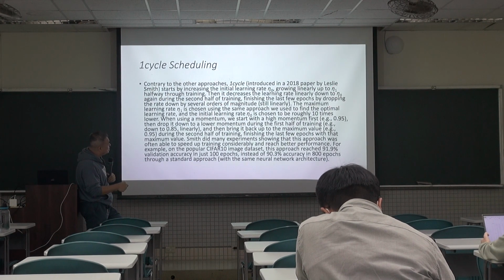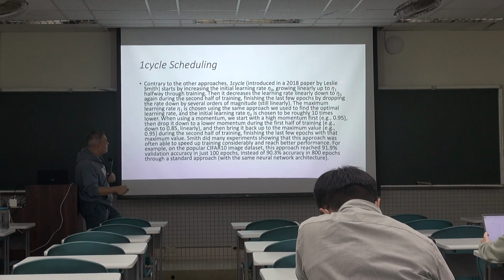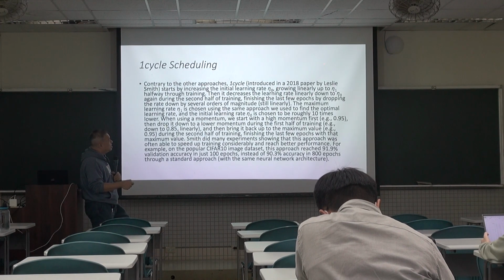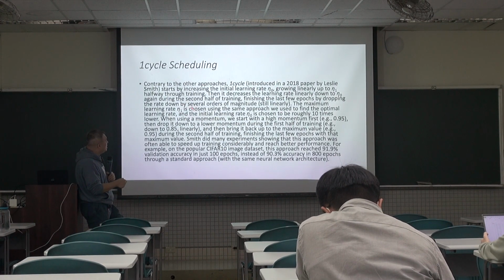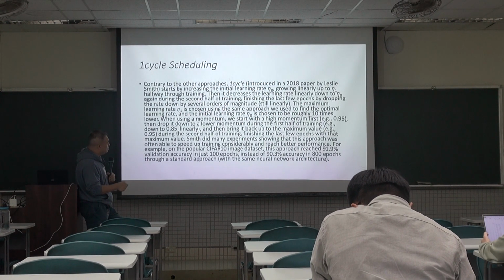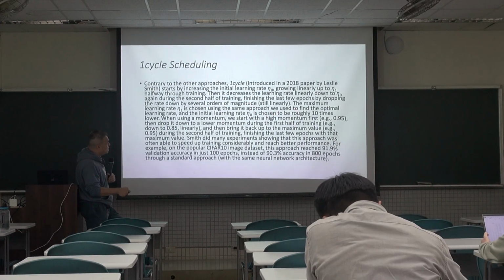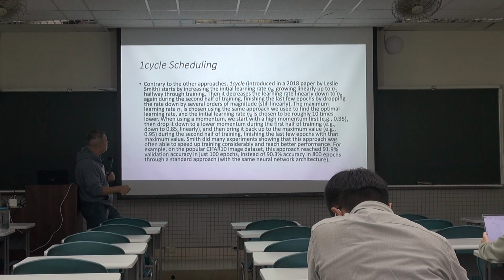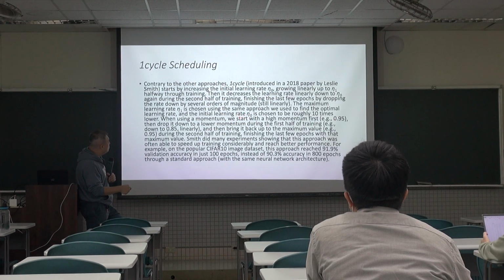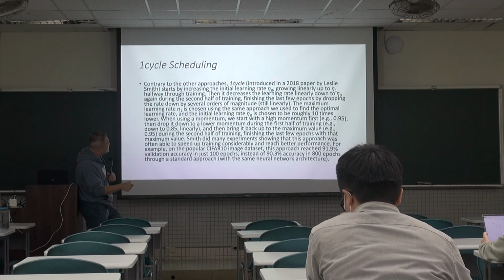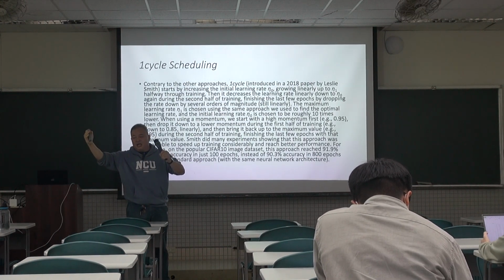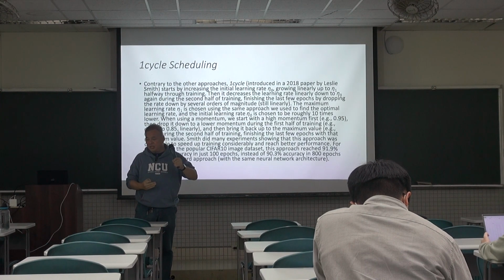Again during the second half of training, finishing the last few epochs by dropping the rate down by several orders of magnitude, still linearly. Then the maximum learning rate eta 1 is chosen using the same approach we use to find the optimal learning rate, and the initial learning rate eta 0 is roughly 10 times lower. So eta 1 is normally the optimal learning rate, but eta 0 is 10 times lower. So you can see that we start from a lower learning rate, grow linearly to the optimal learning rate, and then go down to the lower learning rate again.